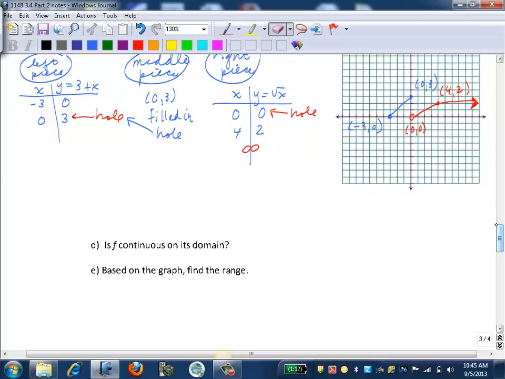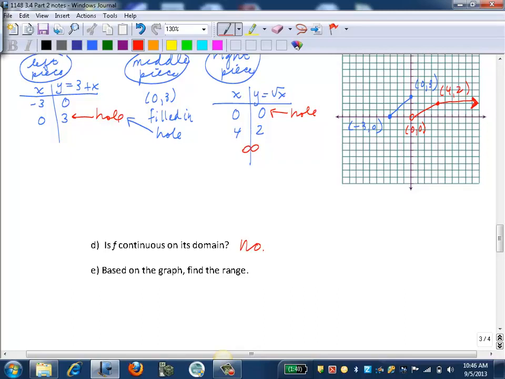Okay, so now we have our graph, and we can look at it and determine if this function is continuous on its domain. Remember continuous means, as we trace the graph left to right, are we able to sketch it without picking up our pencil? So I start all the way left, and as I trace left to right, I'm good until I get to here, and then I'd have to pick my pencil up to jump down to this hole. Because I'd have to lift it, this is not continuous. So no, it is not continuous on its domain.